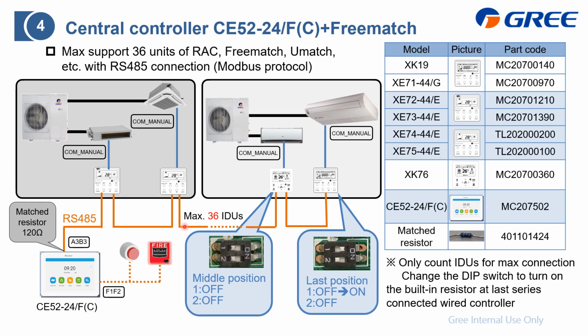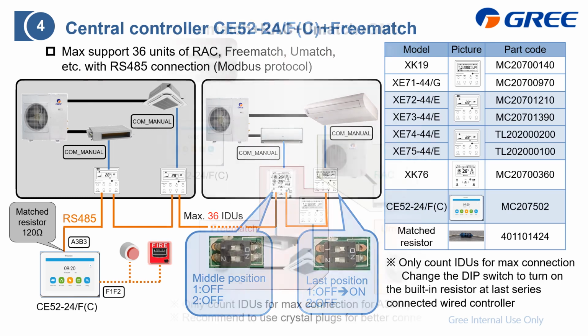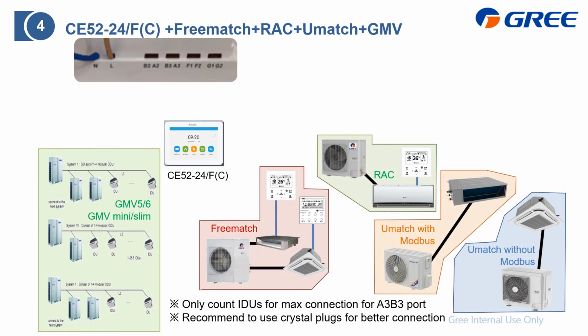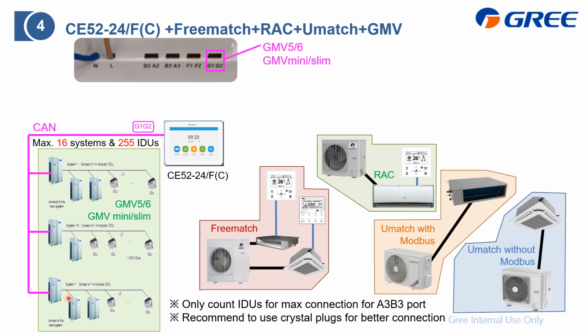Next, for this CE52, we support up to 36 indoor units, no matter whether it is RAC, FreeMatch, UMatch, rooftop, etc. This slide displays the detailed wiring between the central controller CE52 and the light commercial air conditioner, including FreeMatch, RAC, UMatch, and GNV. First is the focus on the GNV system, always from the modular system, the master outdoor unit, G1, G2, you need to combine them together and connect in series to the G1, G2 port of the central controller.